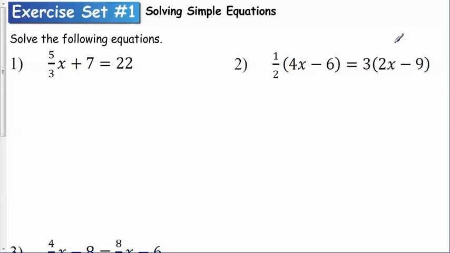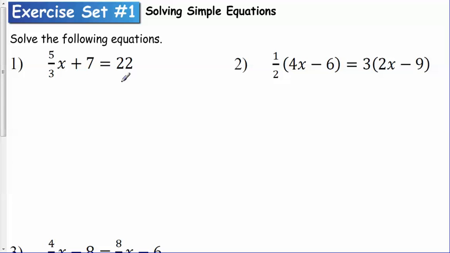Now that we're familiar with the approach being used to solve simple equations, we're going to apply it to three examples. So in this first example, we have 5/3 x plus 7 equals 22. Remember, first thing you do is check to see if the left side and the right side are simplified. 5/3 x plus 7, can't combine any terms. You're going to leave it alone. 22, all by itself, it's simplified, you leave it alone.